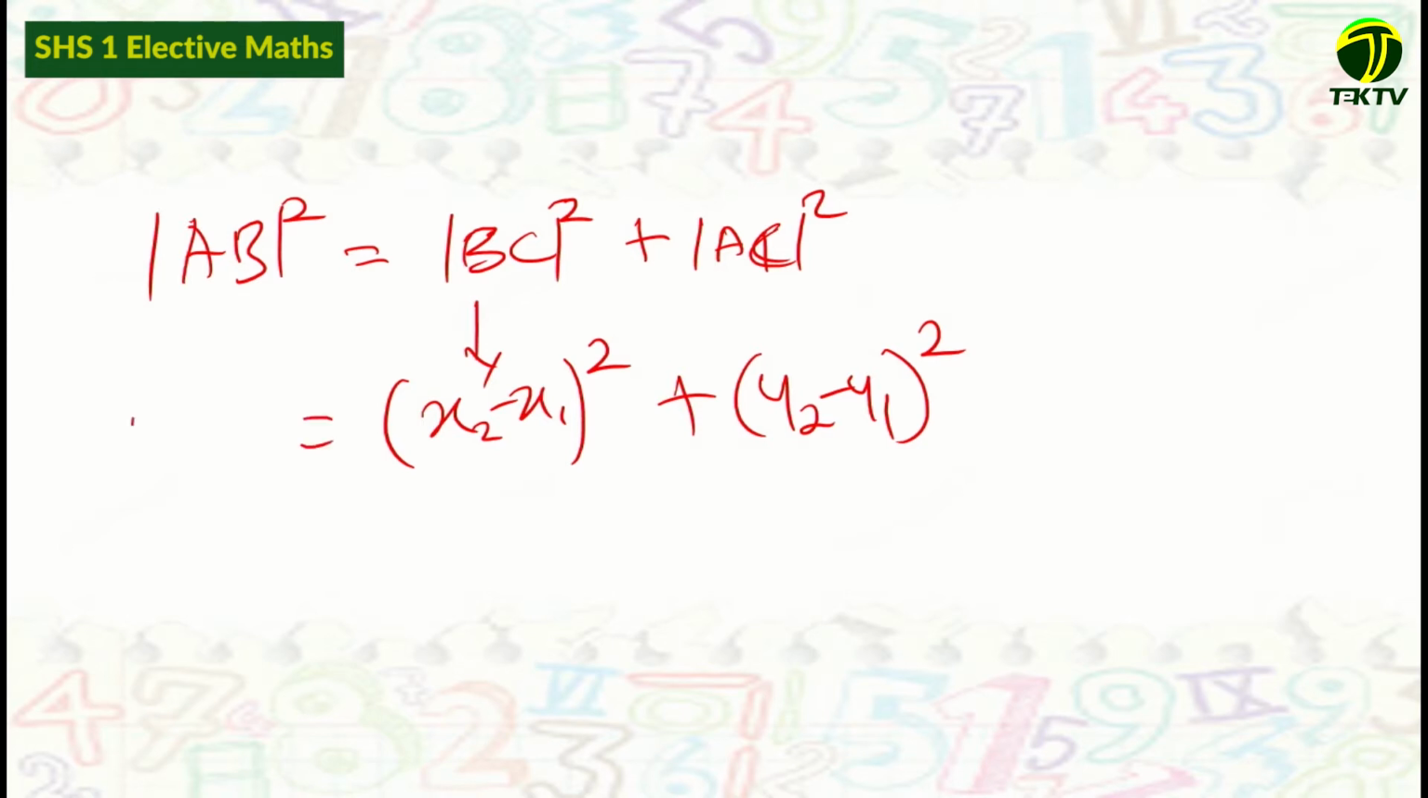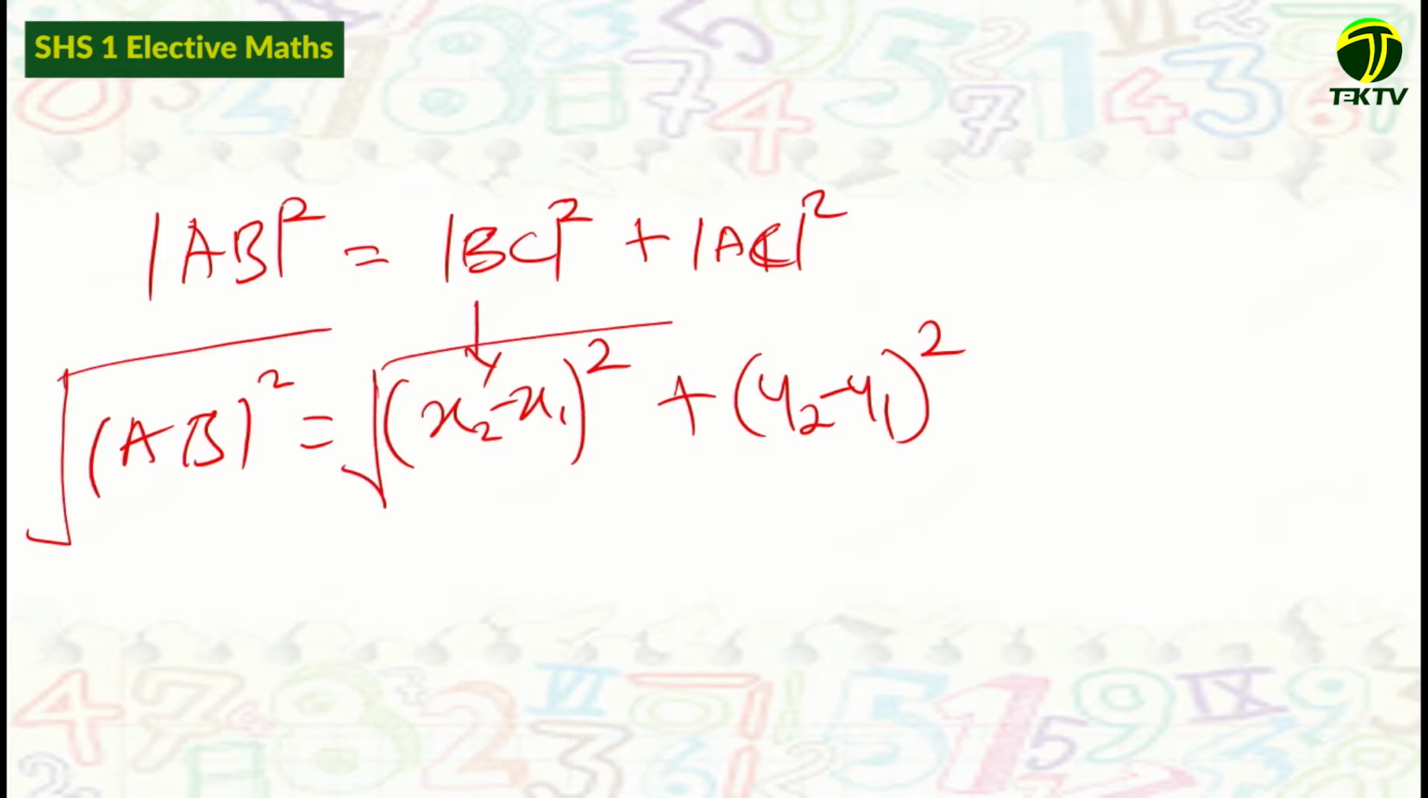Remember, our main interest is to find the magnitude of AB, in other words, the distance between A and B. Therefore, we must get rid of the square of the AB, and we do so by finding the square root of both sides. You see, it's becoming interesting.